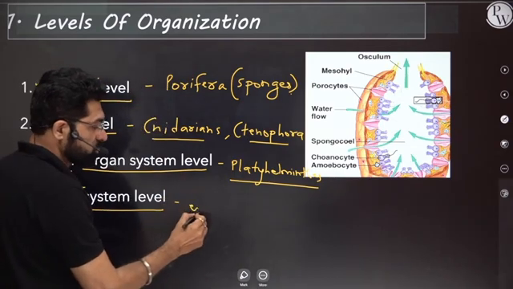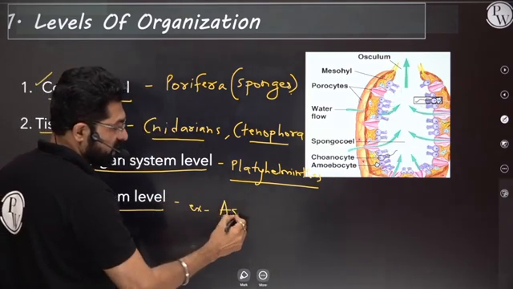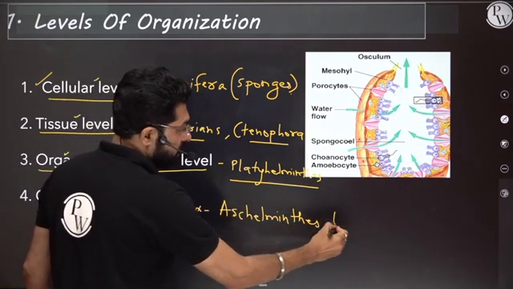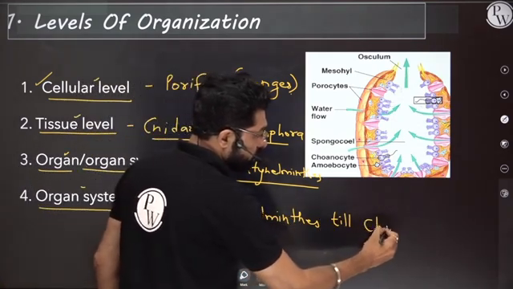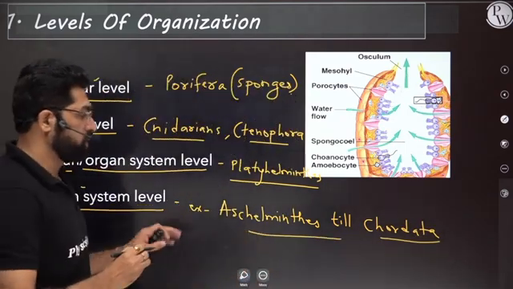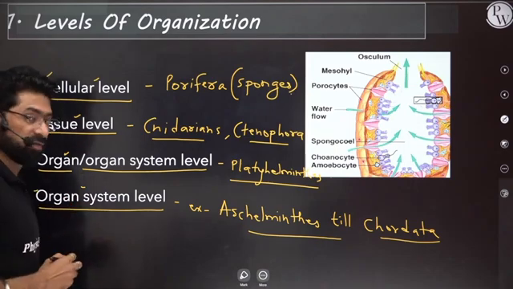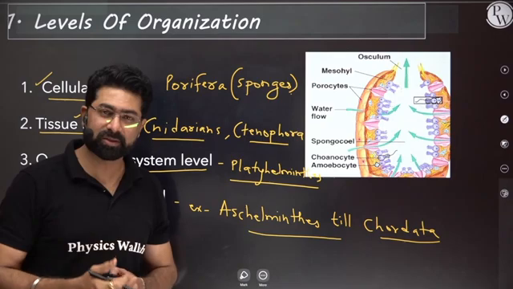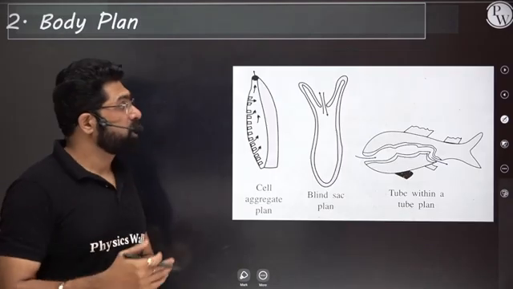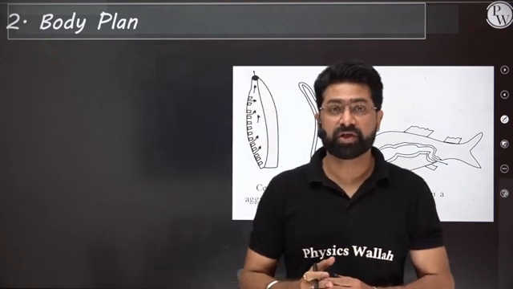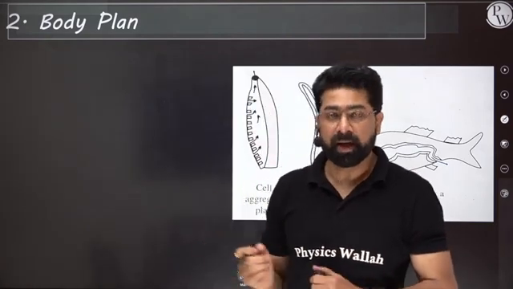Examples now. If I talk about Aschelminthes till chordates, all organisms, all animals will have the organ system level of organization, including human beings. Hope you understood this very well. So let's proceed further with the next basis of classification, that is the body plan.